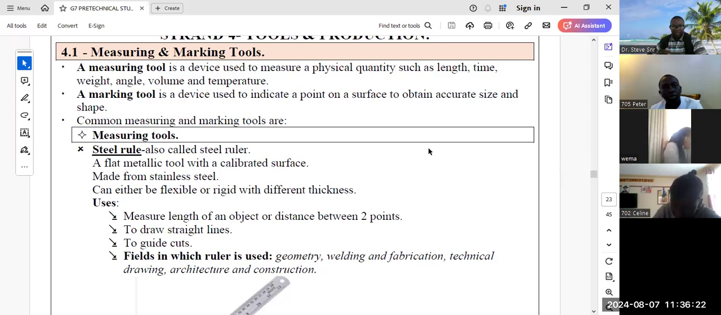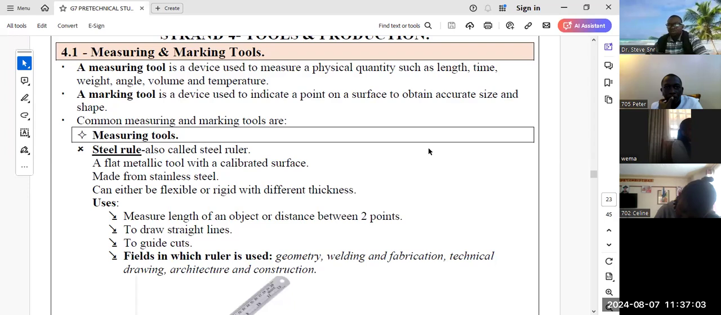Now, for common measuring and marking tools, we had started with the measuring tools. In this case, we talked of the steel rule. Steel rule is also called steel ruler, and it is called steel ruler because it is made from a material called stainless steel. It can either be flexible or rigid, with different thickness.